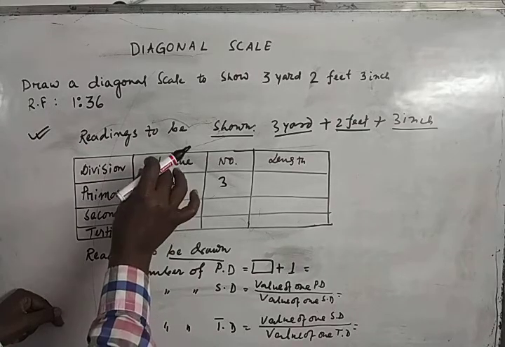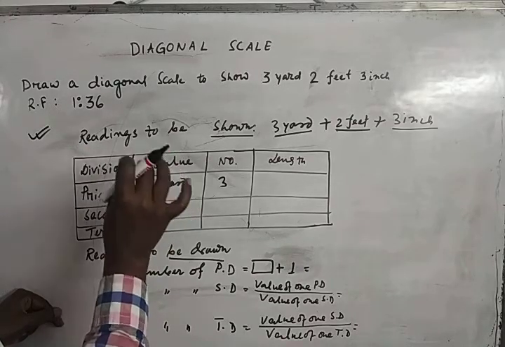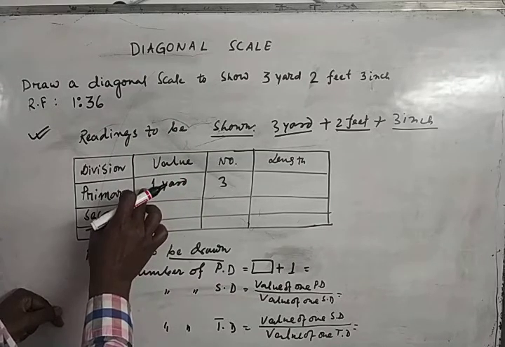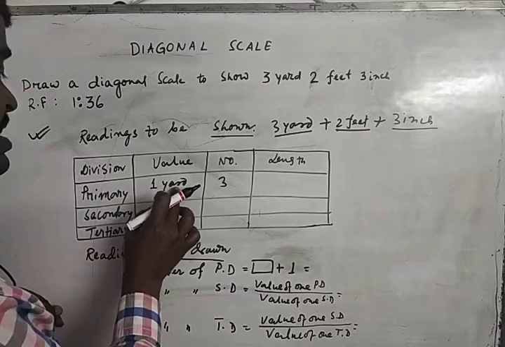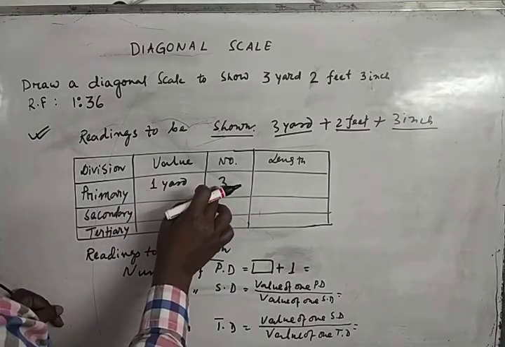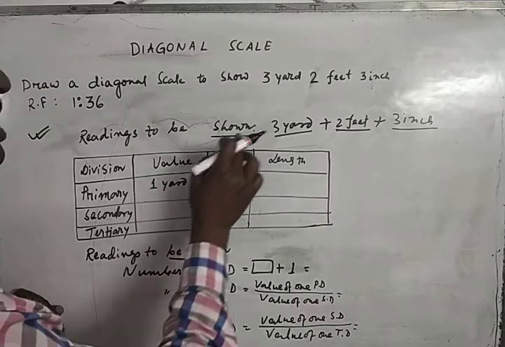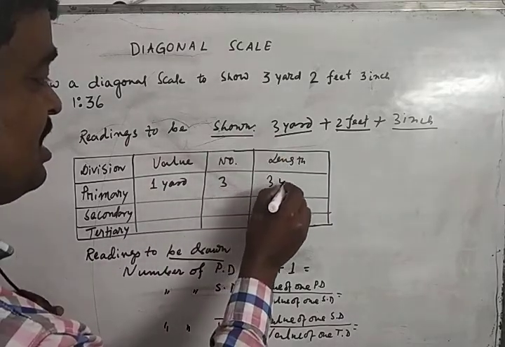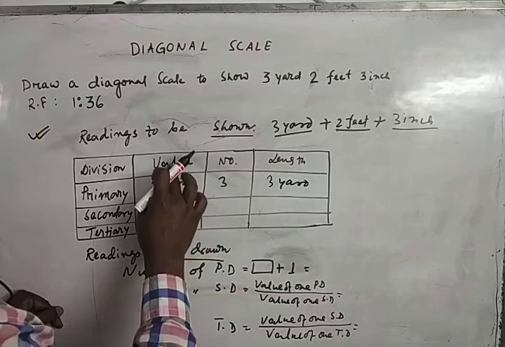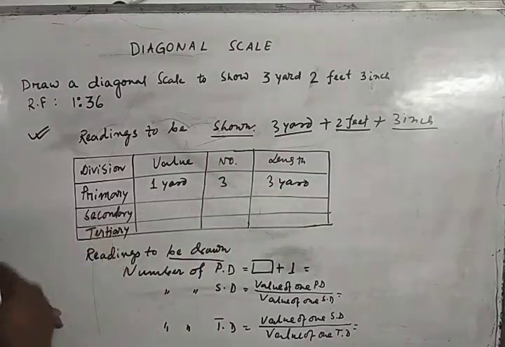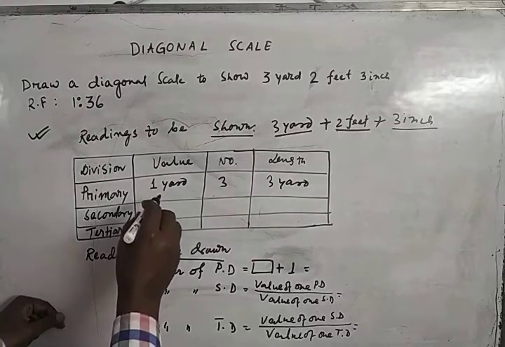If one primary division is 1 yard, definitely there will be 3 primary divisions. There are needed 3 primary divisions for 3 yard. So this is 3 yard, nothing but value into number. 1 yard into 3 is equal to 3 yard. And then for secondary, 2 feet.